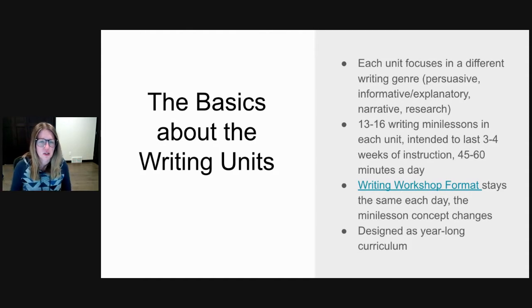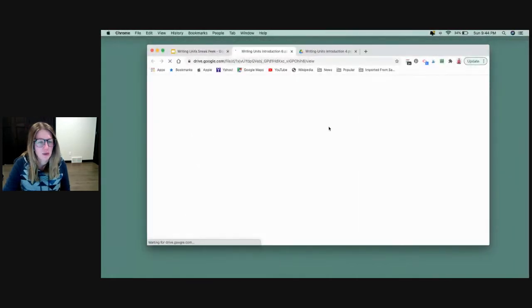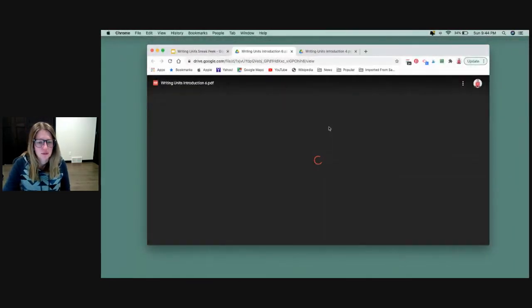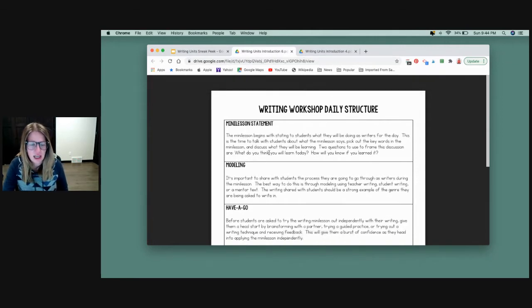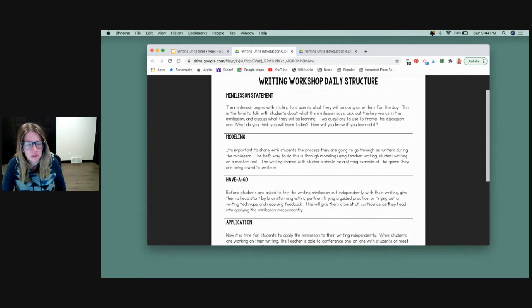As you're doing the writing units, the writing workshop format always stays the same, but the mini lesson concept changes. So I'm going to show you quickly what that writing workshop format looks like. The writing workshop daily structure starts with the mini lesson statement, where you give them the focus of the day. Then you move into the modeling portion, where you take the mentor text and show students how you would apply the mini lesson to writing for that day.